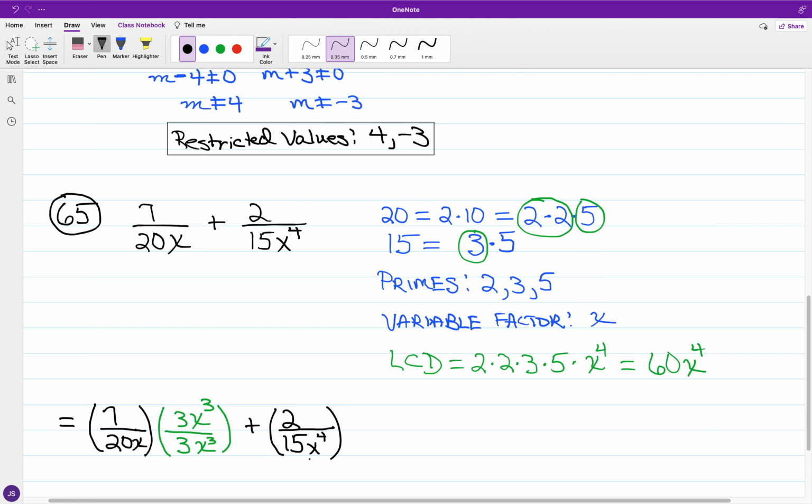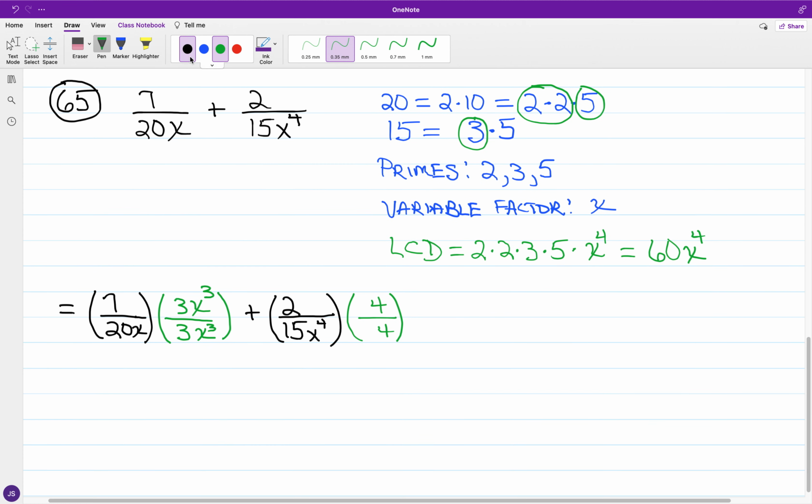And for 2 over 15x to the 4th, we had the 4th degree in x, and so it just comes down to how much 15 will go into 60. In this case, it'll be 4 times. So the second ratio will be multiplied by 1 in the form of 4/4. And looking at putting it all together.